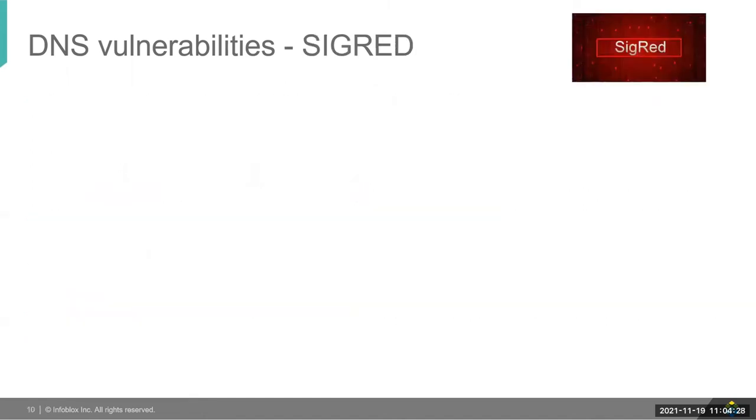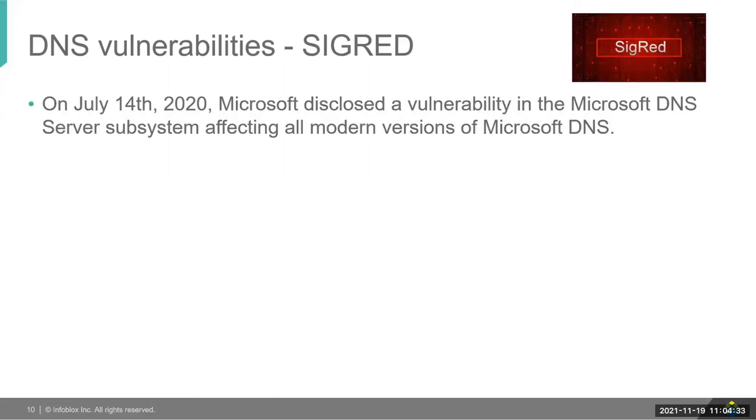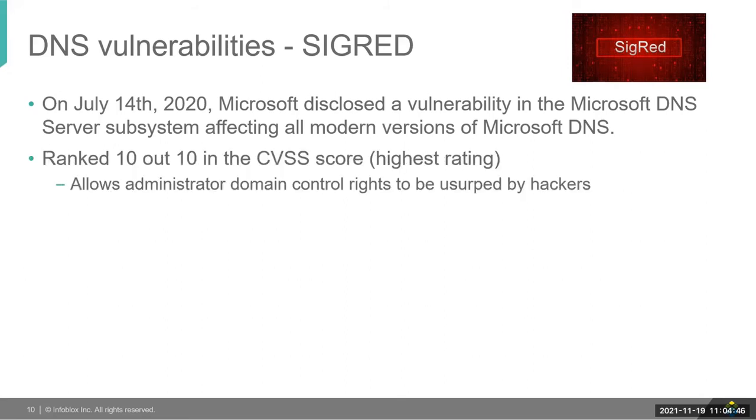So another example of a DNS vulnerability that made headlines recently is something called SIGRed. So this happened last year, right? On July 14, 2020, Microsoft disclosed a vulnerability in their own DNS server subsystem that affected all modern versions of Microsoft DNS, going back, I reckon, to the last 7 years. So from a CVSS score, which is basically the severity rating of a vulnerability, it ranks 10 out of 10, which means that it is of prime importance to fix immediately.